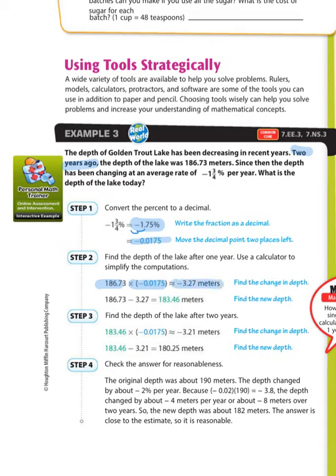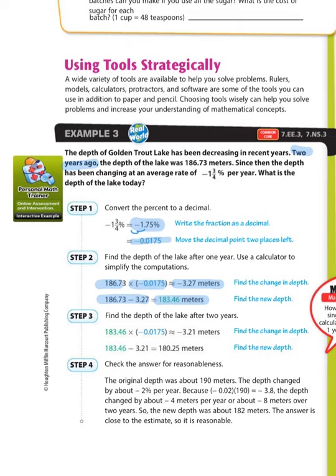So it changed. It went down 3.27 meters. Then we find the new depth. So we're going to subtract 3.27 from where we started. And our new depth is 183.46. So we find the change, the percent decrease. And then we subtract that from where we started to get what the new depth is.